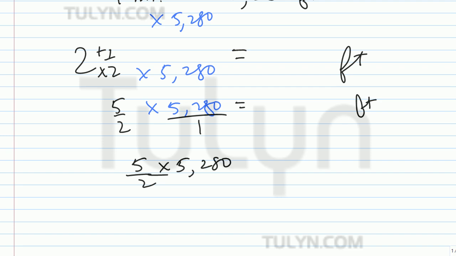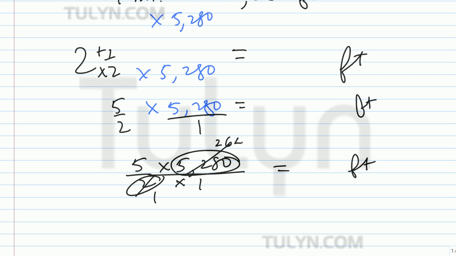The numerator times the numerator, and the denominator times the denominator. Go ahead and see what you have in common. These cancel out. 2 divided by 2 is 1. 5,280 divided by 2 is, let's see, 2,640. So 5 times 2,640, let's see what that's going to be.